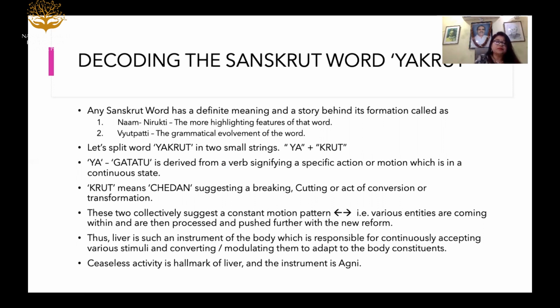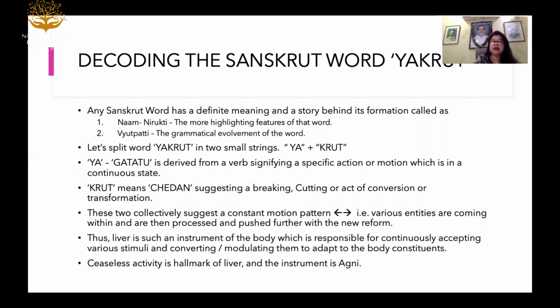So if you see, the name is also that much important, and how the vyutpatti or how it is placed in a sentence will describe what functioning that word is, what they want to represent or what functions they are doing in that particular sentence.